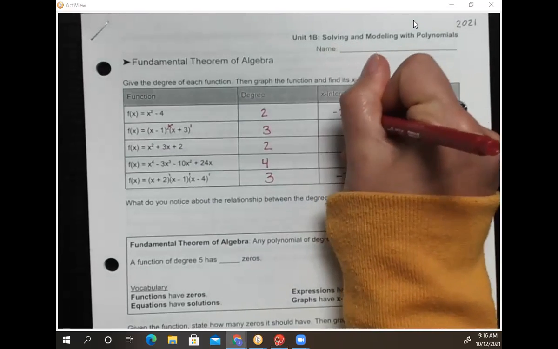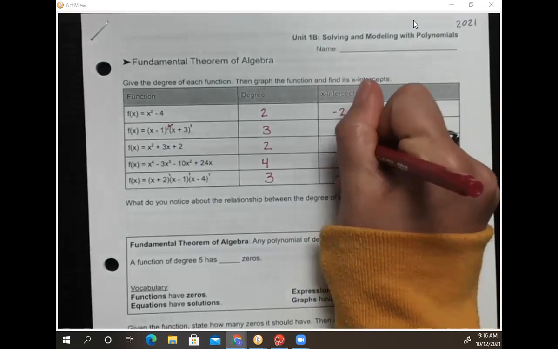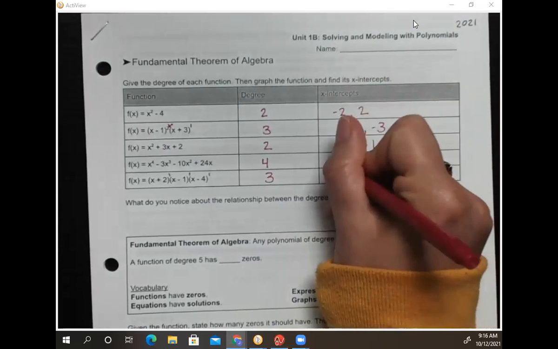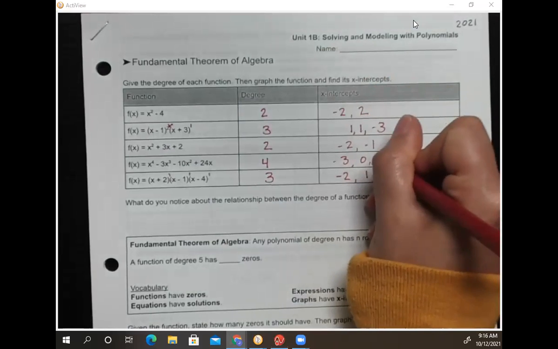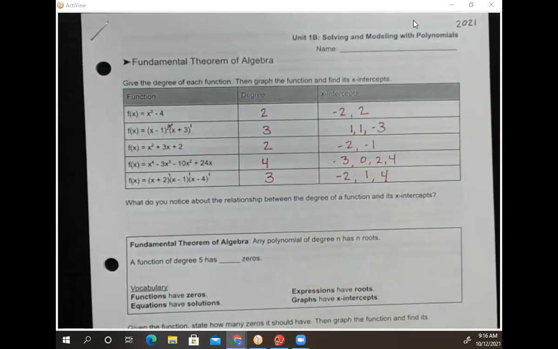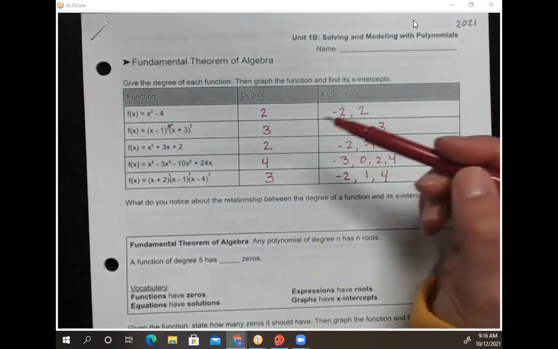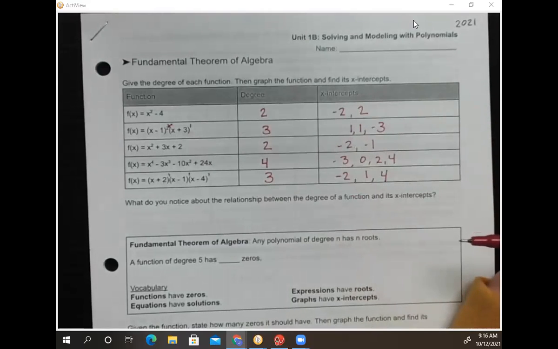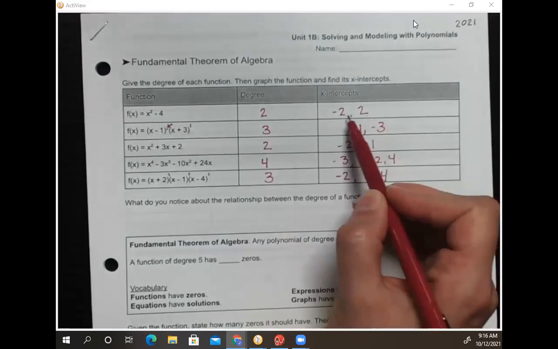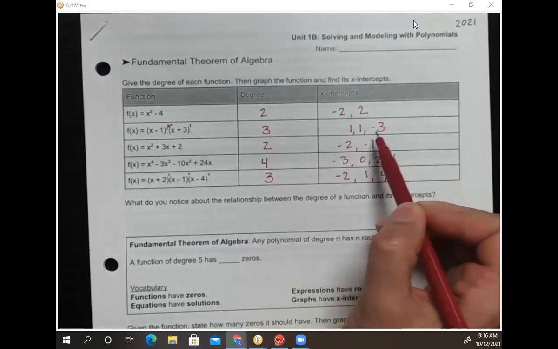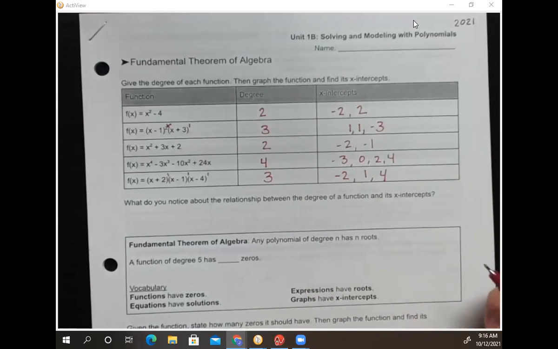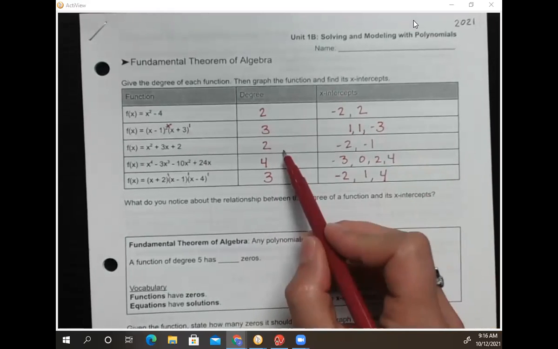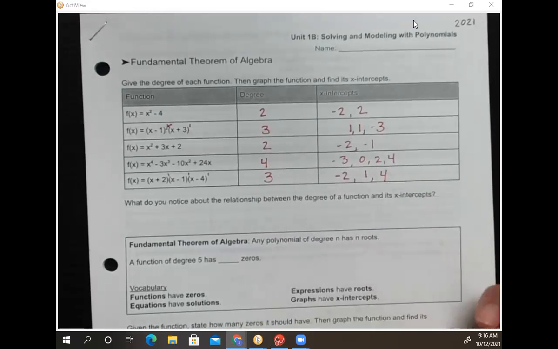So this is -2 and +2, -2, -1, and then -3, 0, 2, and 4. What do you notice about the degree and the number of x-intercepts? Yeah, so where a degree is 2, we had 2 x-intercepts. When it was 3, we had 3 x-intercepts. When it was 4, we had 4 x-intercepts. Okay, and we had a couple repeats in here, so 2 and 2, 3 and 3.